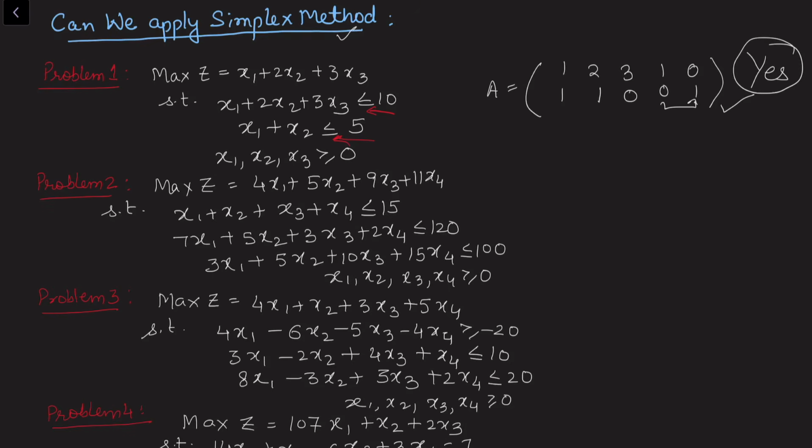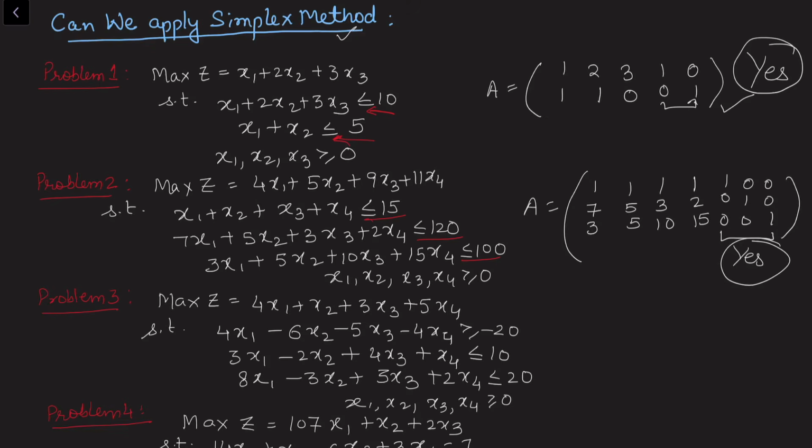Look at this second problem. Again in the second problem all the three constraints involve a less than. So obviously, if all the three constraints involve less than, the coefficient matrix again will involve an identity. Let us see this whole coefficient matrix: 1, 7, 3, 1, 5, 5, 1, 3, 10, then a column corresponding to x4: 1, 2, 15, and then the columns corresponding to slack variables. So we still have an identity matrix in this, a submatrix of order 3 cross 3. So yes, we can apply the simplex method here also.